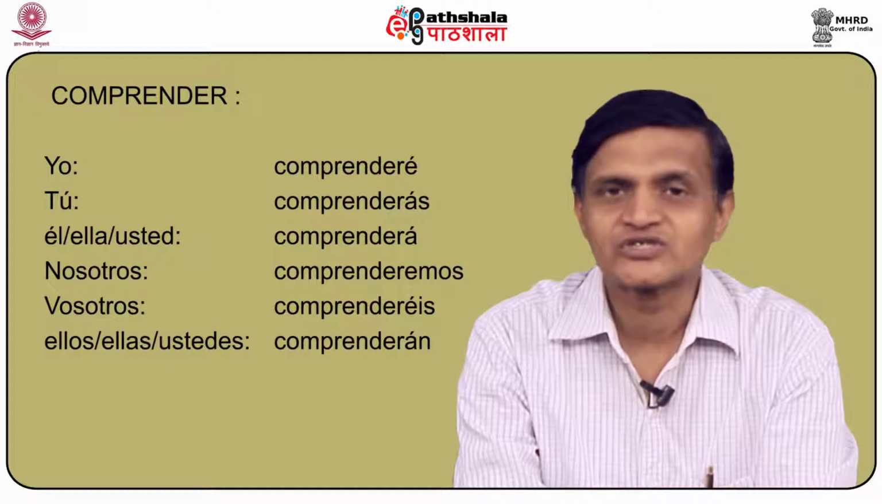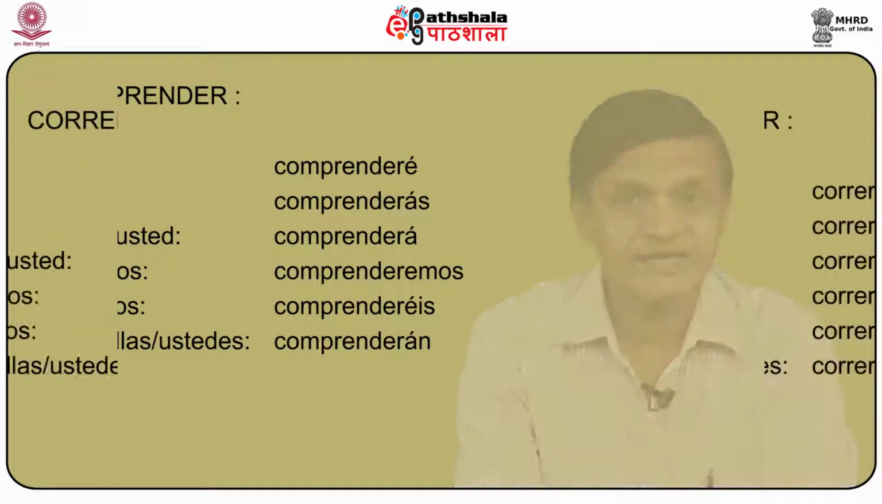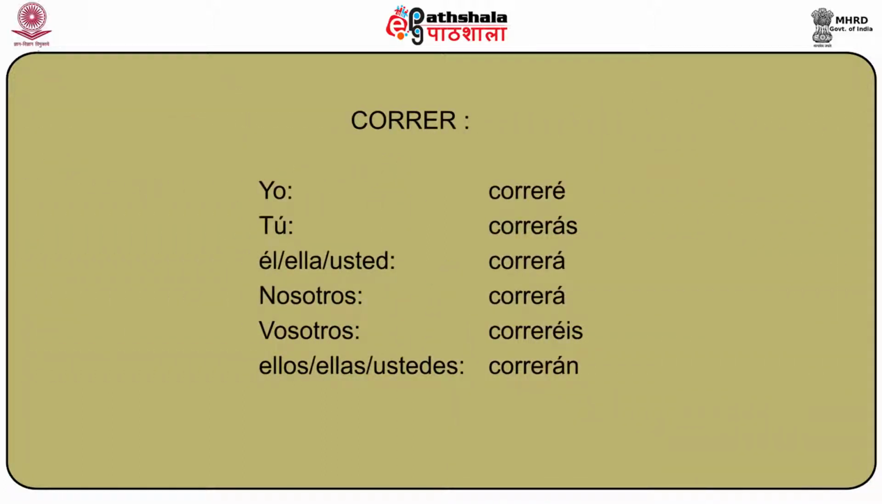Another verb which I would love to teach every time is correr, to run. The conjugation of correr in the future is as follows. Yo correré, tú correrás, él, ella, usted correrá, nosotros correremos, vosotros correréis, ellos, ellas, ustedes correrán. I repeat, correré, correrás, correrá, correremos without accent, correréis, and correrán.